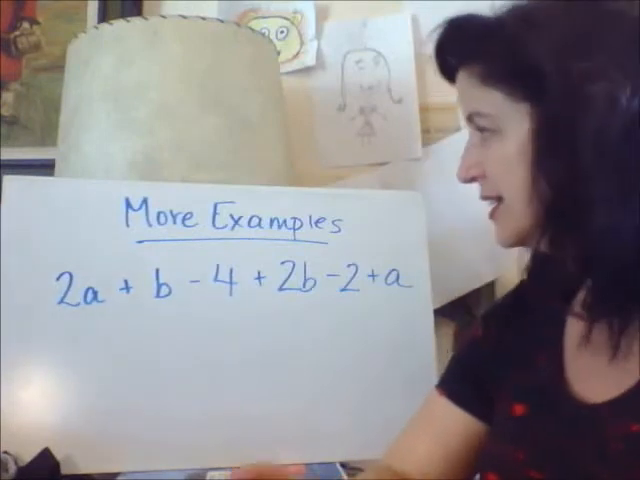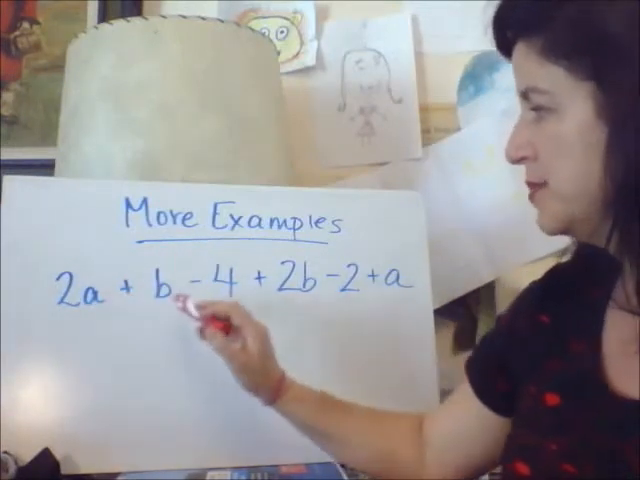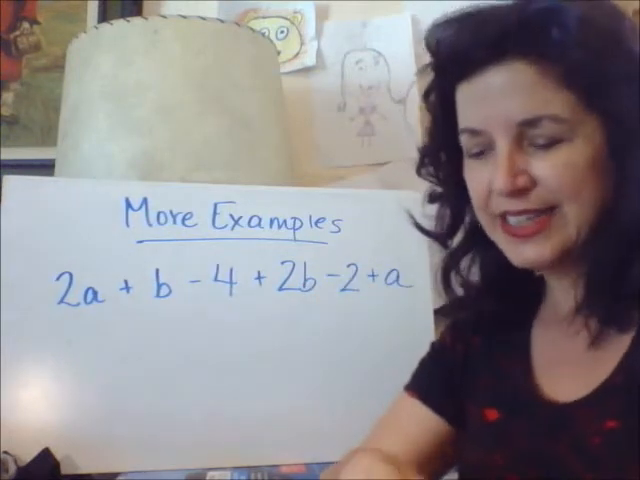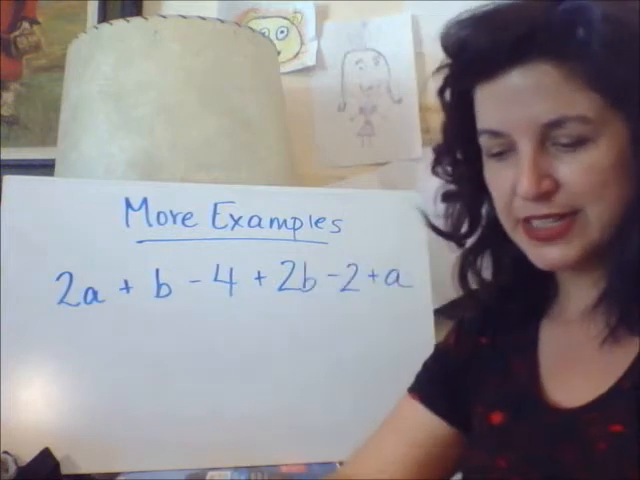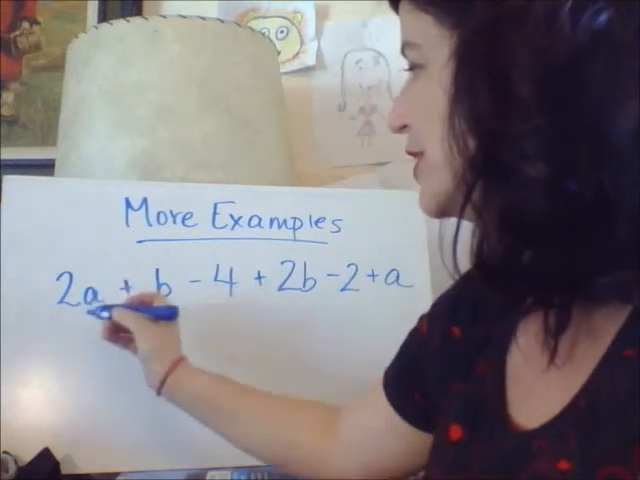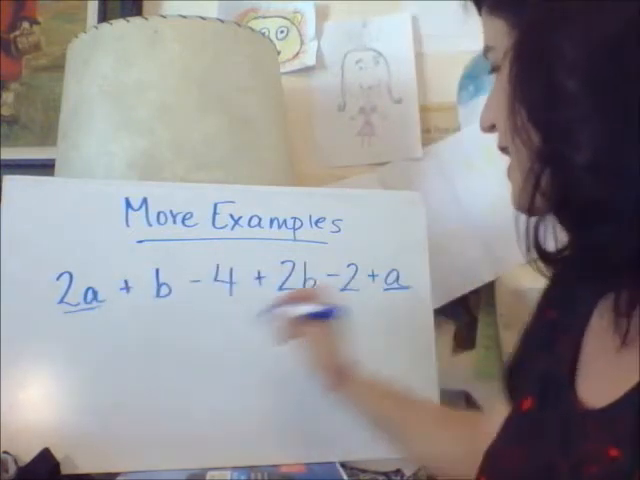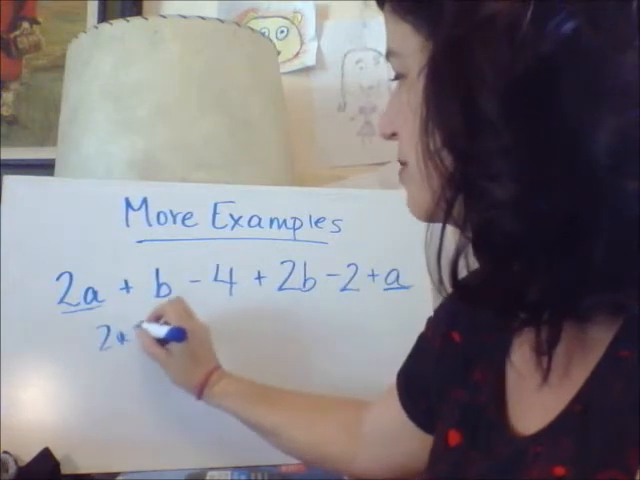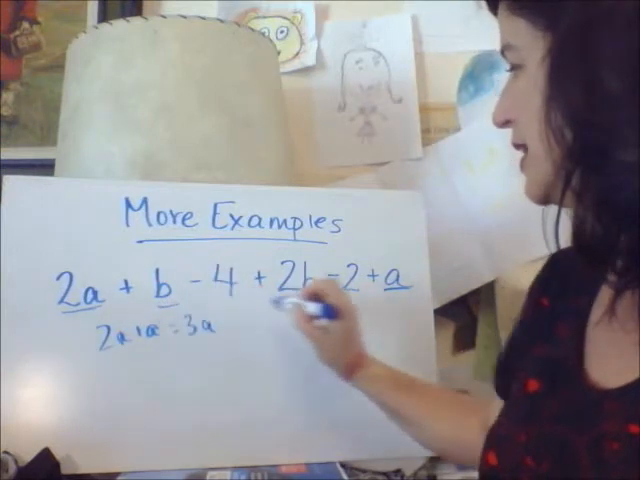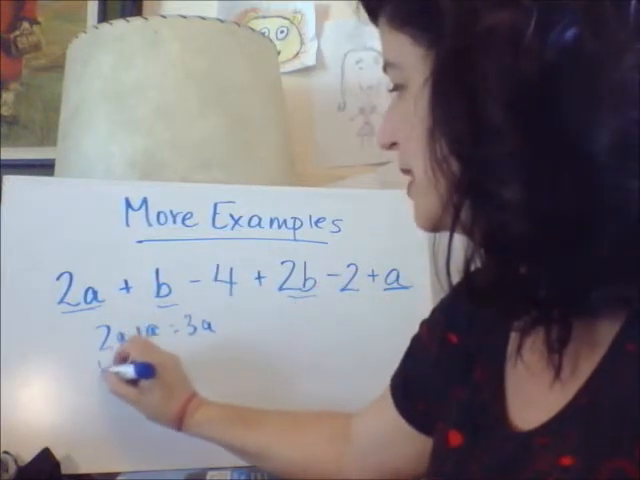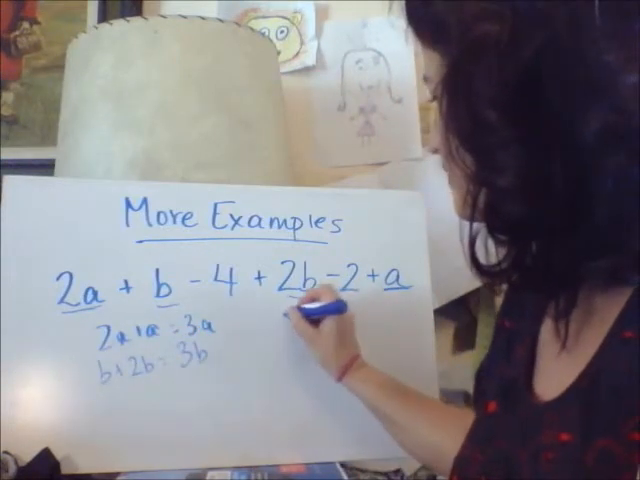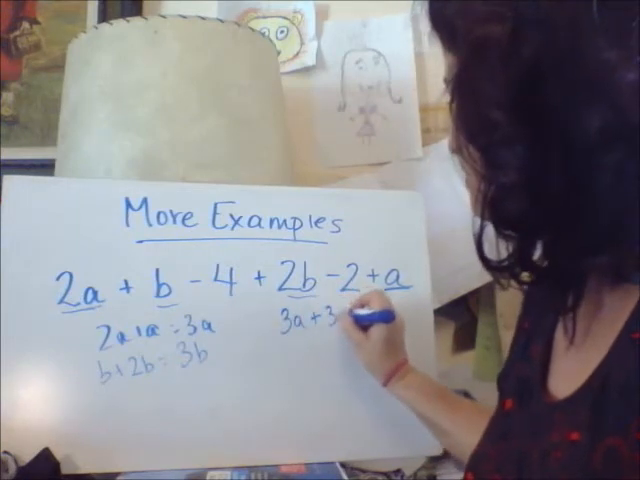Okay, we've got 2a plus b minus 4 plus 2b minus 2 plus a. Now that's a mess. Okay, so how can we neaten this up and make it a little bit easier to understand? Well, what I would suggest you do is gather all the like terms. So we've got our a's. There's 2a and a. So you can add 2a plus a is 3a. Now you've got your b plus your 2b. So b plus 2b is just 3 b's. So far we've got 3a plus 3b.